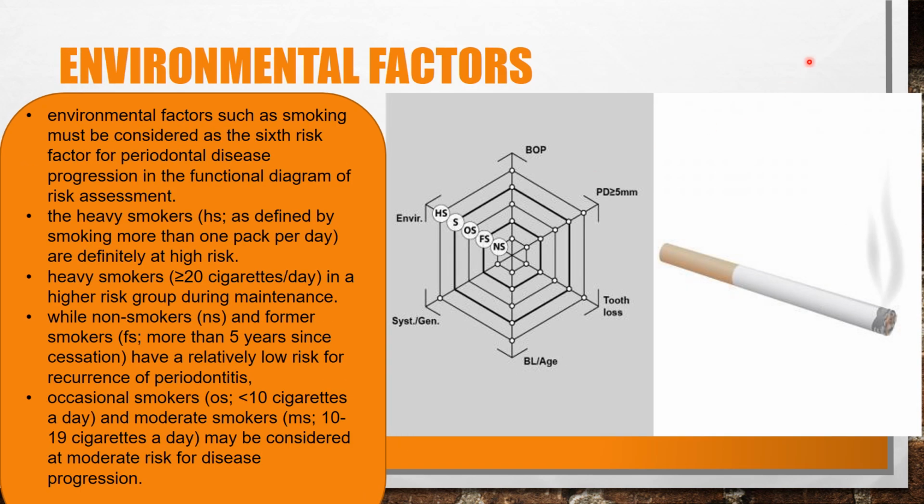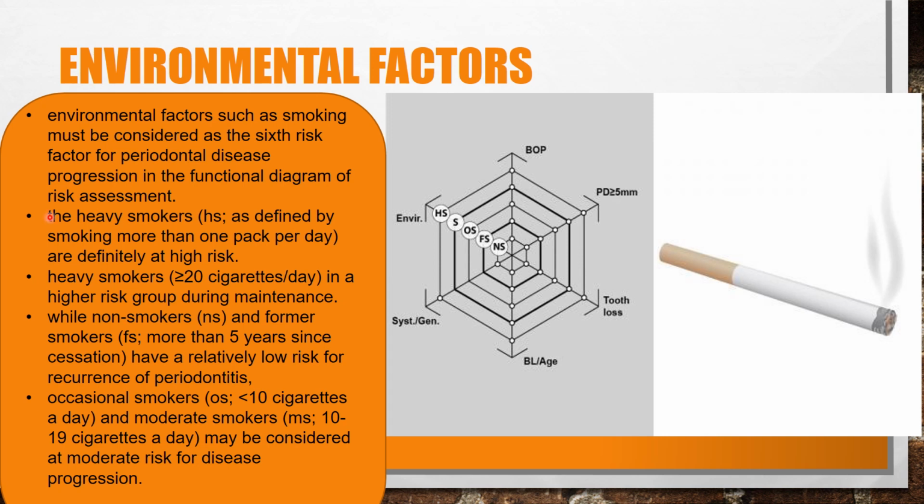Coming to the environmental factors, we will be taking up smoking. Environmental factors such as smoking may be considered the sixth risk factor for periodontal disease progression in the functional diagram. The last one is heavy smokers, that is, smoking more than 1 pack per day, which is considered the high risk category.